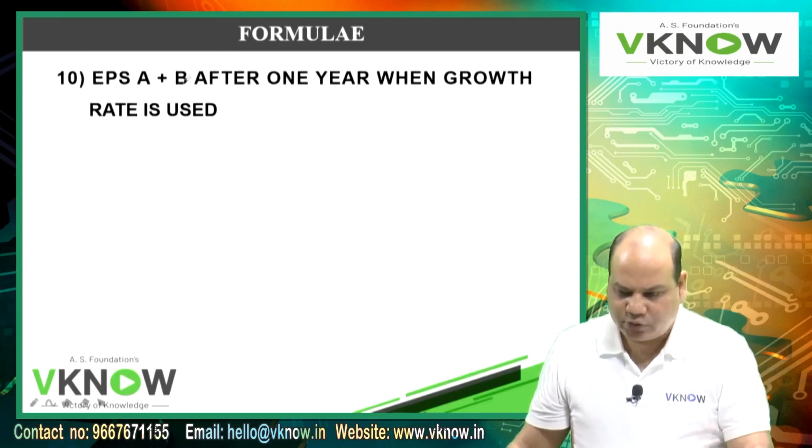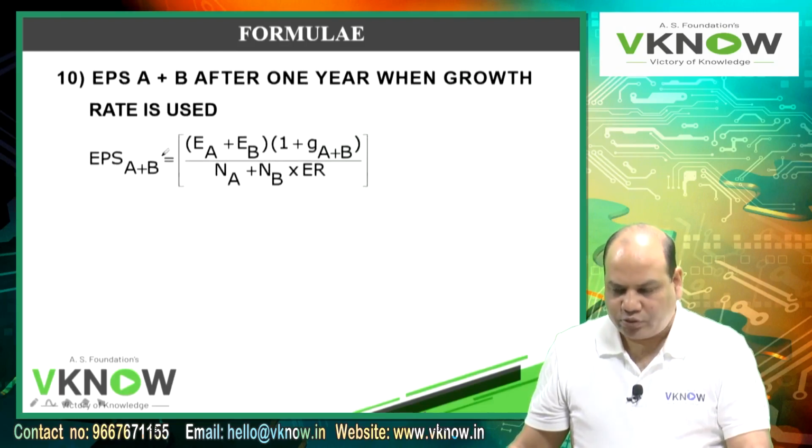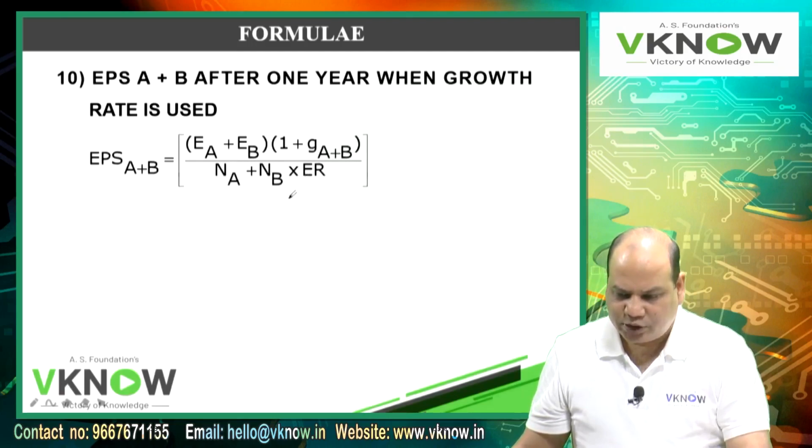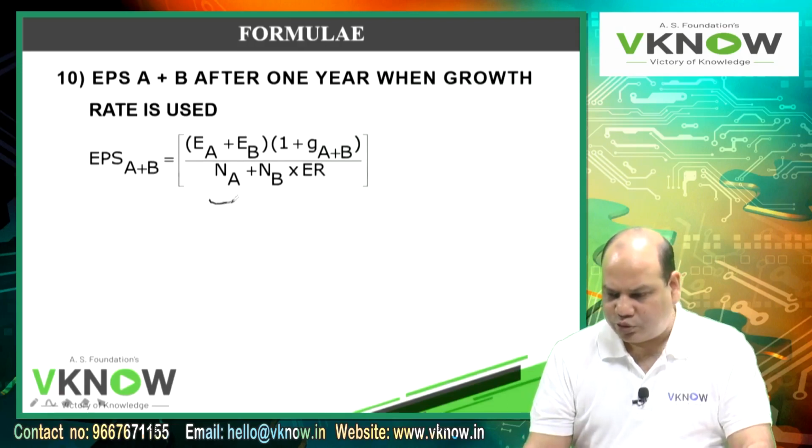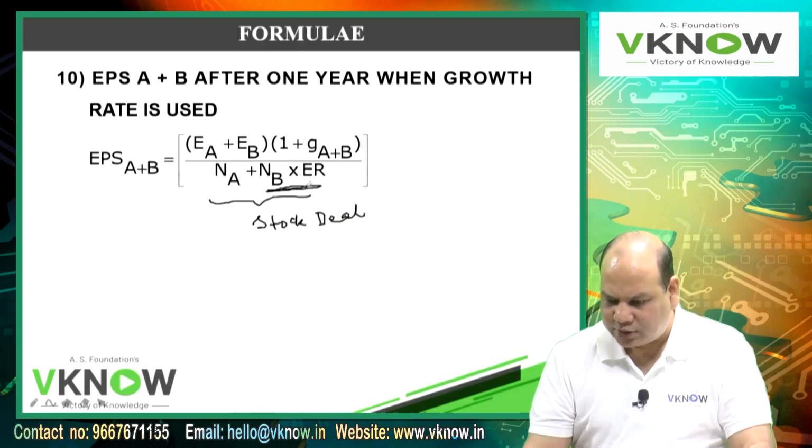10th formula, EPS of A and B after 1 year when growth rate is used. So after 1 year, the EPS of A and B will be earning of A plus earning of B into 1 plus growth rate of combined company, and that divided by number of shares of A plus number of shares of B into exchange ratio. So this formula will be used for stock deal. In case of cash deal, do not write this part.